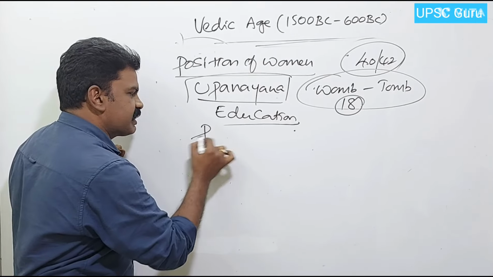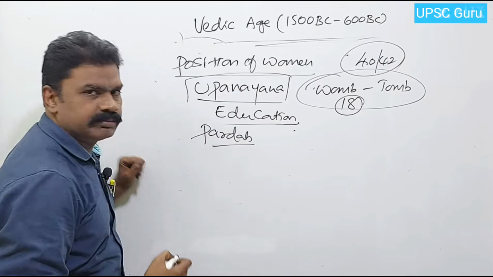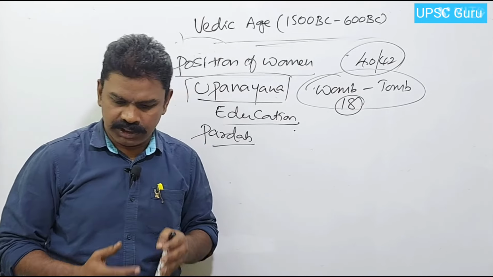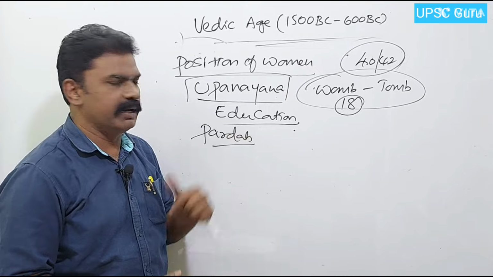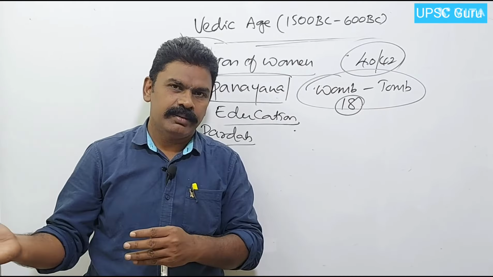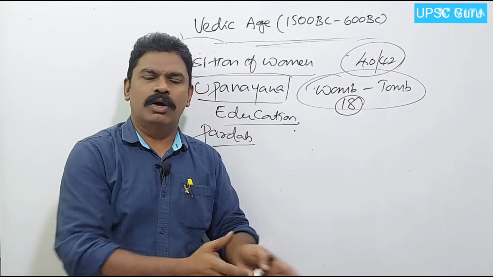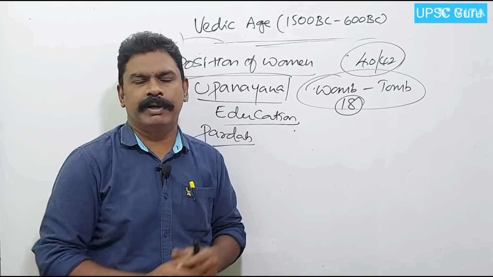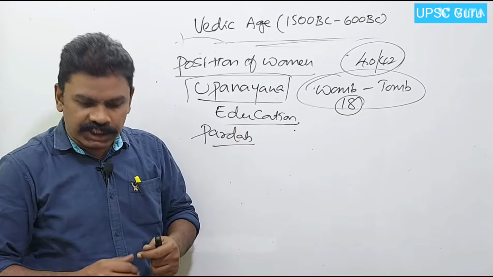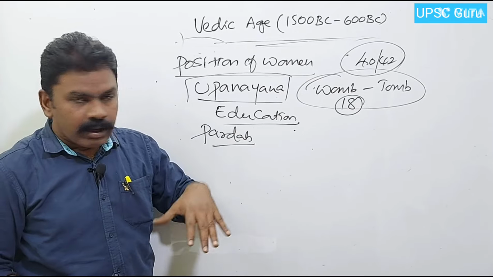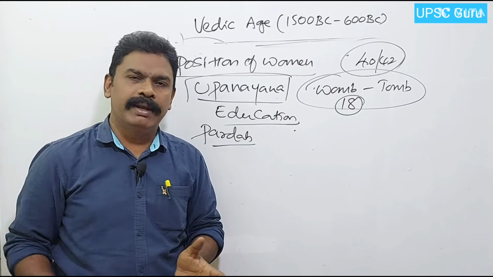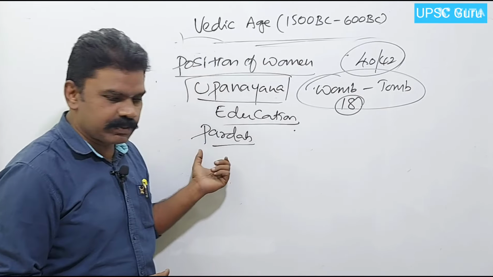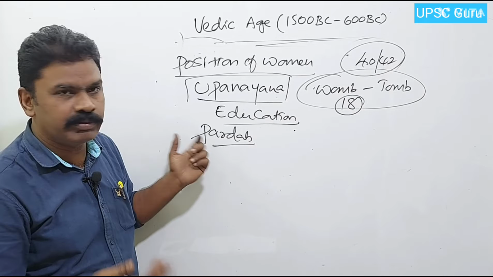The Parda system came into existence. What is the Parda system? It means women should not appear before other males. If any male from outside the family enters the house, the female would go to the kitchen or a separate bedroom. They won't sit in front of anyone other than the family males. That is what is called the Parda system. It started during the later Vedic period.